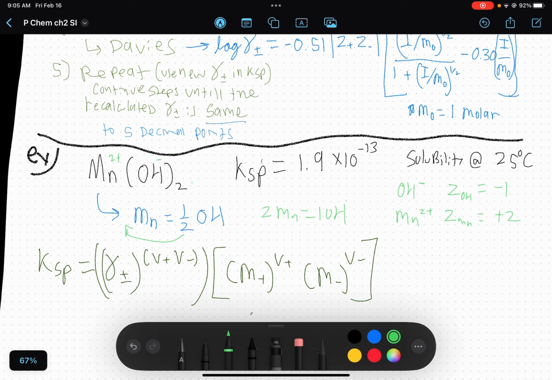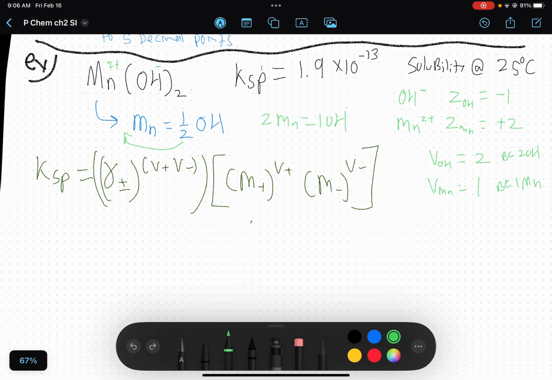What we need for the V's is just the amounts. So VOH. There's 2 OHs, so it should be 2. So the V is closer to the stoichiometry. No, I want to go down. Okay.